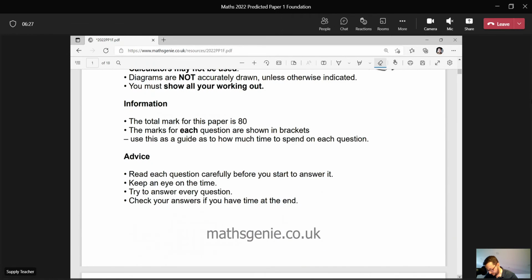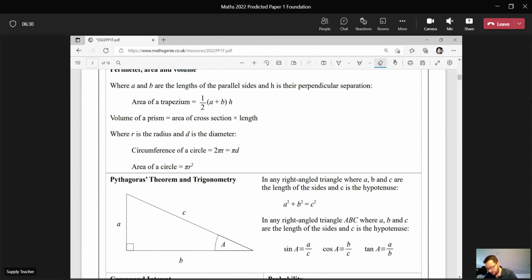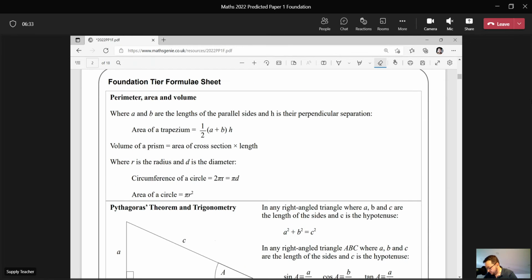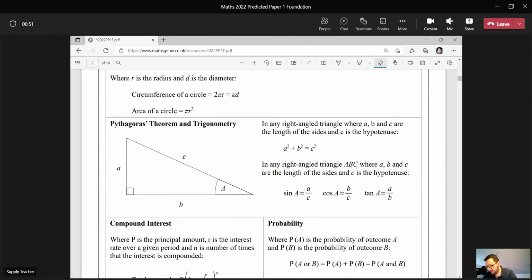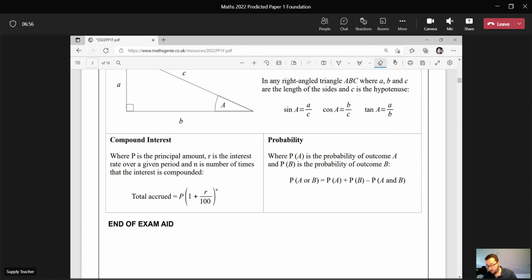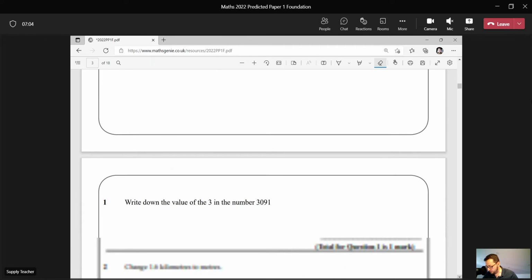So we've got the usual rigmarole, and you've got a formula sheet this year, so let's just have a quick look through that. We've got the area of a trapezium here: half of A plus B times H. It also gives you the volume of a prism, and it gives you the two formulas for a circle as well, the circumference and the area. If we keep going down, we've also got Pythagoras and trig, so that might come in handy. We've got a really weird formula for compound interest, and we've got another one on probability. So we'll just keep those in mind in case we need to come back and have a look at them.